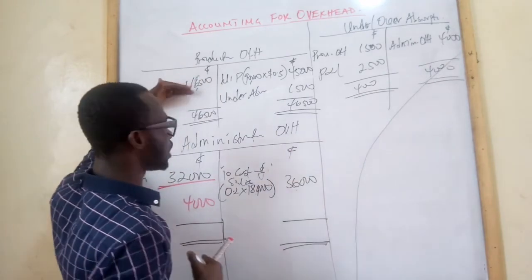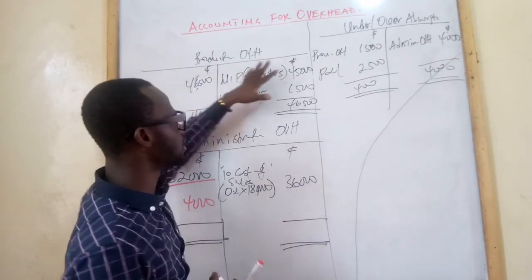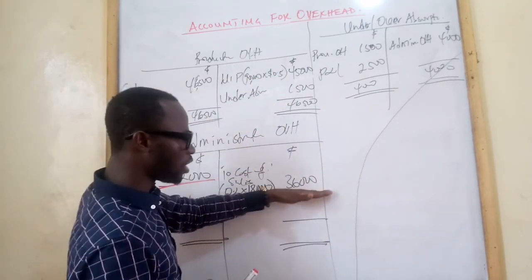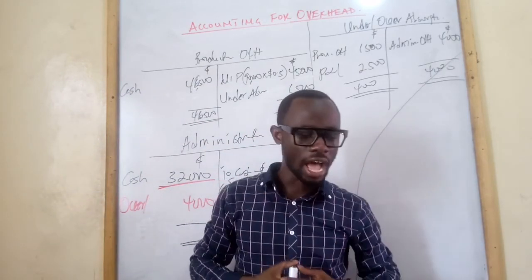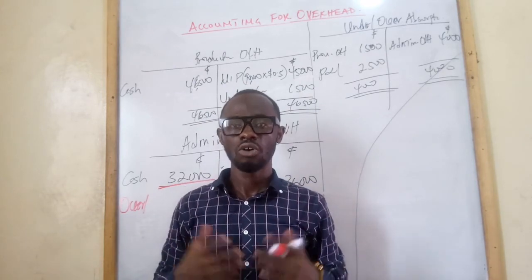You realize the actual cost that is incurred, you look at the cost that has been absorbed, then you decide, have we under absorbed or over absorbed? The actual cost incurred, look at what is absorbed, and you ask yourself, have we over absorbed or under absorbed? So that is what you have to understand when it comes to accounting for overheads.